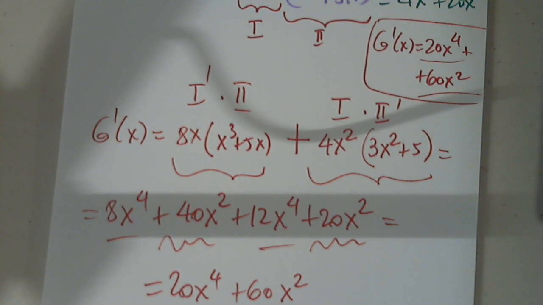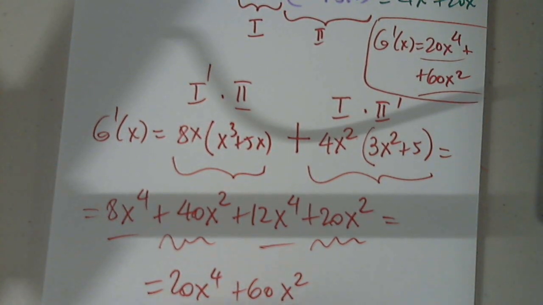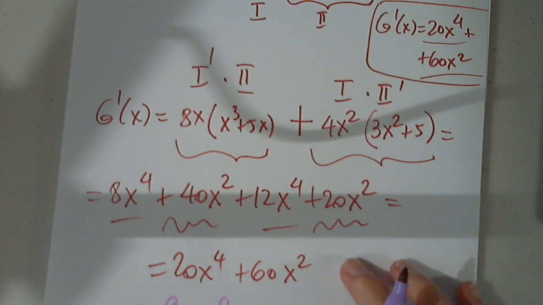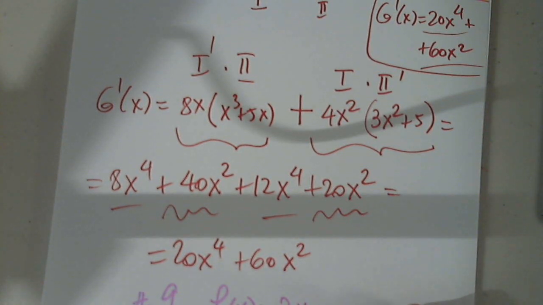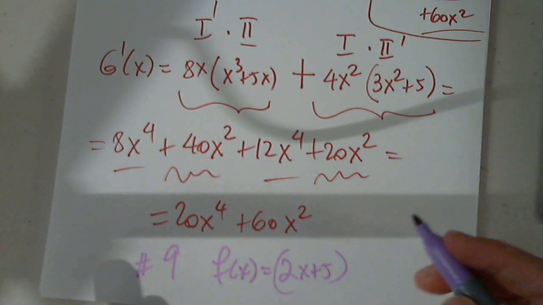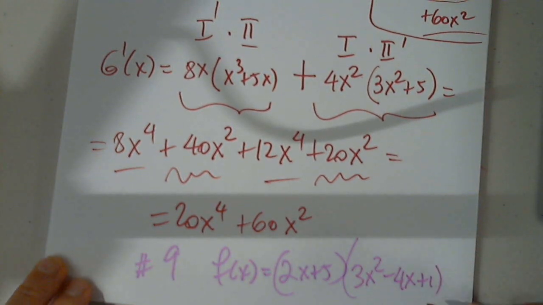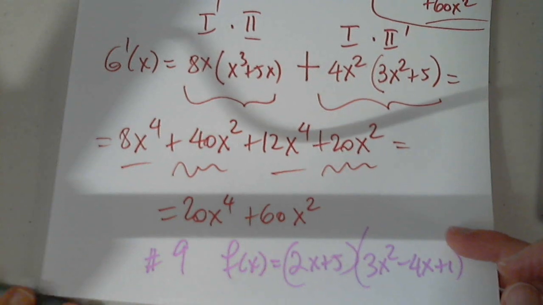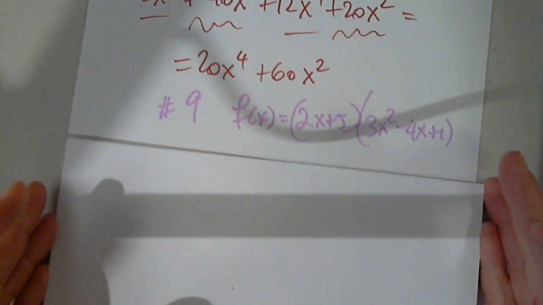Any questions on this? Would you like to choose the next one? Can we do number 9? Number 9 is f of x equals 2x plus 5, everything multiplied by 3x squared minus 4x plus 1. Did I copy the correct one? So keep an eye, because sometimes I say 9 and I copy 10. Not because I don't know what 9 is, I just simply copy 10. Okay.